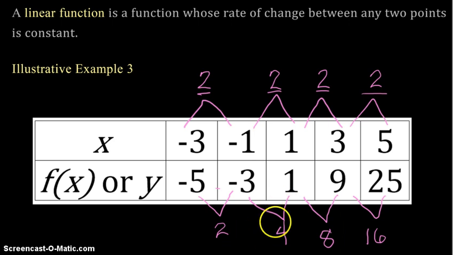So, kung mapapansin natin dito sa values ng y natin, hindi pare-parehas or hindi constant yung pag-increase niya. Ibig sabihin, itong function na ito is not linear. Kasi hindi constant yung increase ng y natin. Kahit na pare-parehas yung increase ng x natin, kung hindi constant yung values ng y natin, hindi siya ma-identify na linear function. Okay?